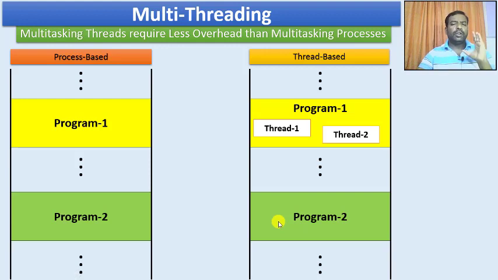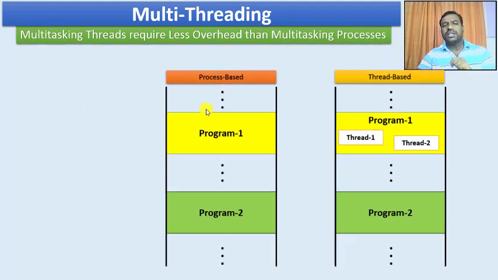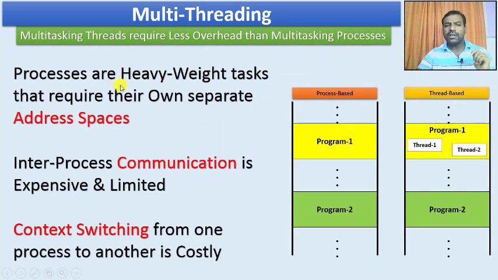Clear? So due to this address space mechanism, clearly we can say multitasking threads require less overhead than multitasking processes. So now you might be thinking how this is going to be less overhead. Now just look at these three scenarios. Fine. So now when I'm going to talk about address space, it's going to have its own separate address space if it is going to be a program.